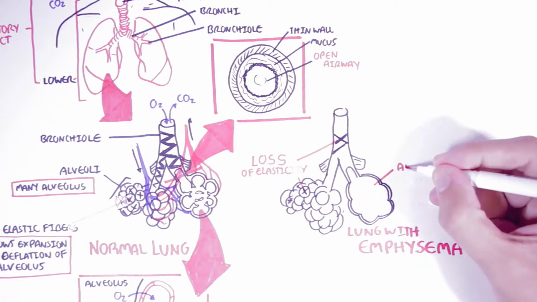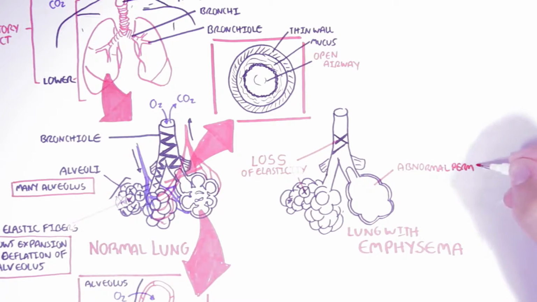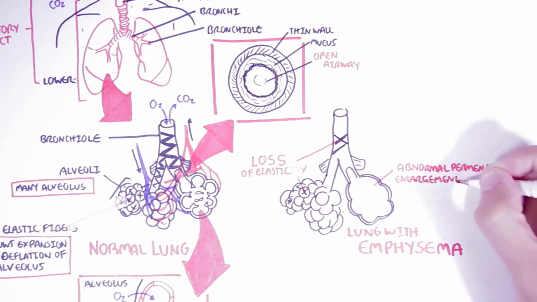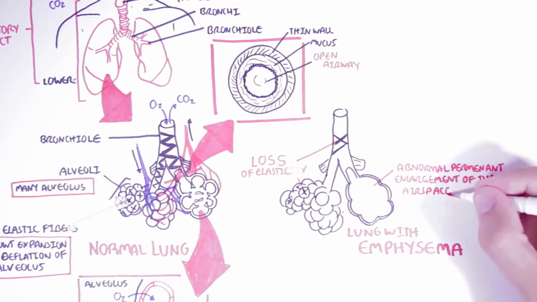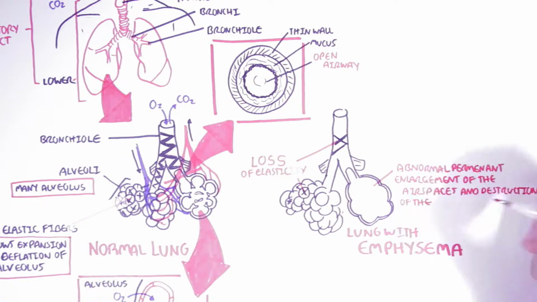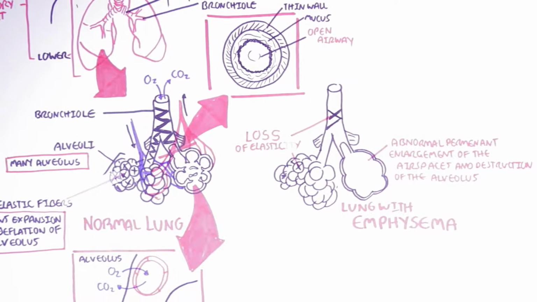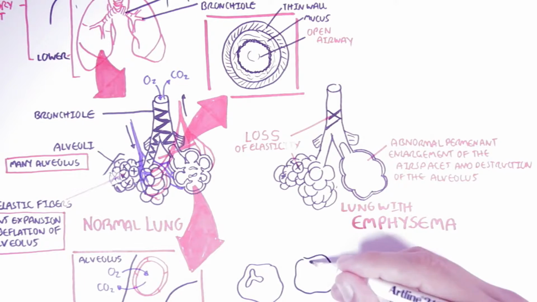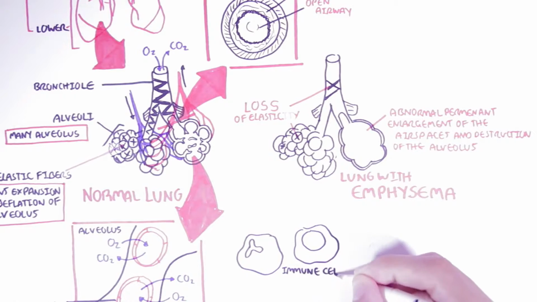Also, emphysema is an abnormal, it's a permanent enlargement of the air spaces with destruction of the alveoli and alveoli wall. And usually this is without obvious fibrosis. So the main reason for the destruction of alveoli and elastic fibers is because the immune cells begin secreting chemicals known as protease.